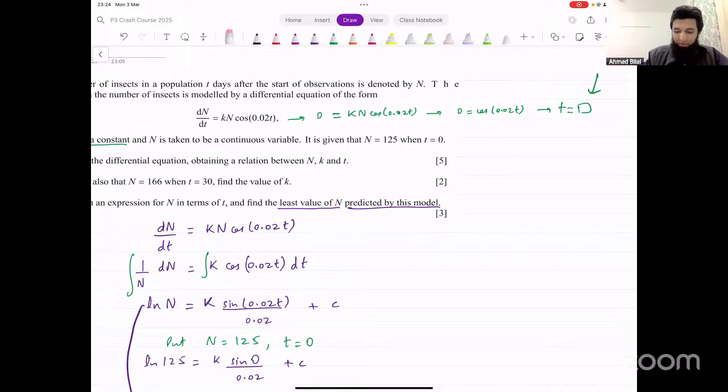Okay, let me repeat this. They want us to find the least value of n predicted by this model. Minimum value of n. So there is a variable n. We want the minimum value of that. How do you find the minimum or maximum value of anything? You put the derivative equal to 0. That's one idea. That you put dn over dt equal to 0. Right? That's what you generally do for that.